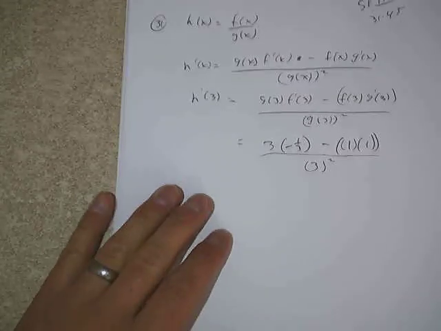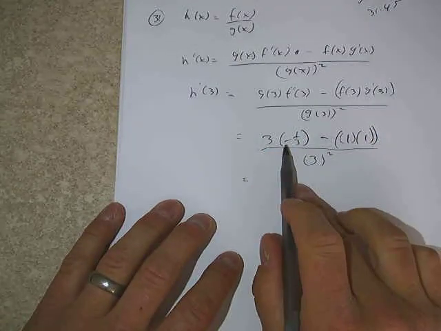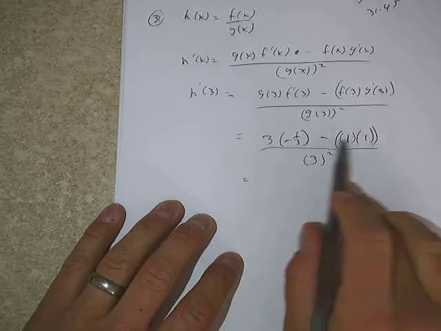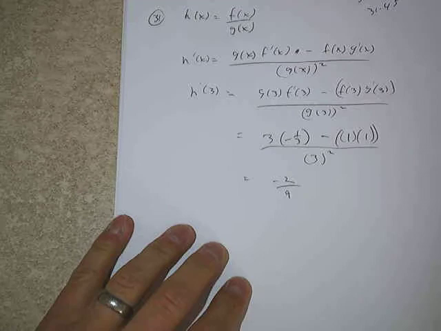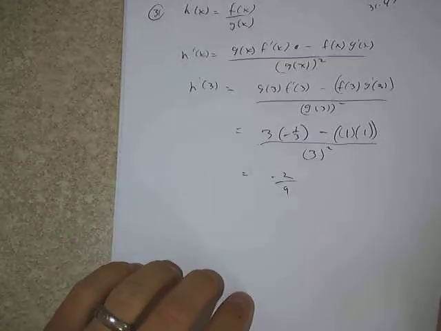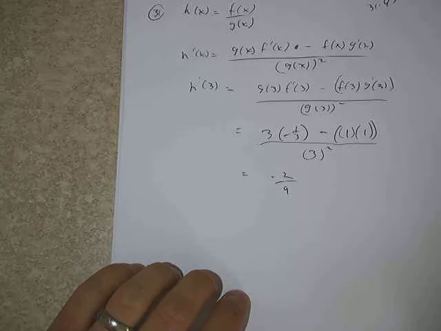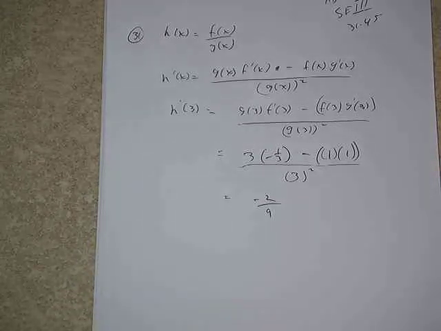And on the bottom, g of 3 we already said was 3. We'd have 3 squared on the bottom. So ultimately we'd have on the top negative 1 minus 1. So we'd have negative 2 on top, 9 on the bottom. And negative 2/9 corresponds with letter A, like I said. Alright. Questions on any part of number 31? Next.